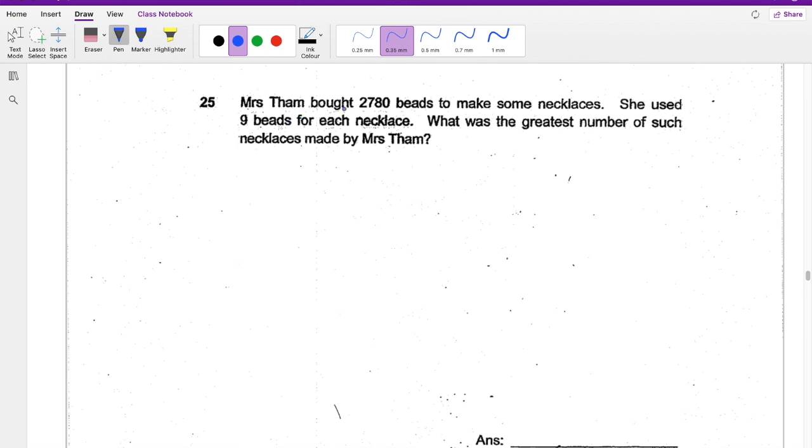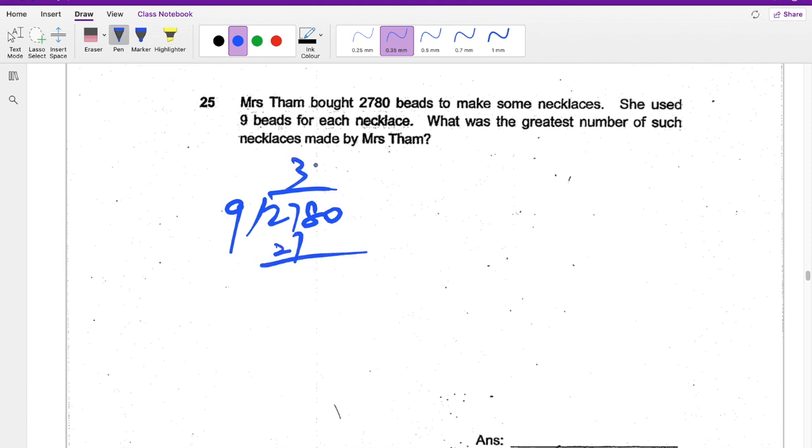25. Mrs. Tan bought 2,780 beads to make some necklaces. She used 9 beads for each necklace. What was the greatest number of such necklaces made by Mrs. Tan? So this one actually is a division question. But we need to keep in mind that for a necklace, it must have 9 beads. If there are less than 9 beads left, it cannot be made into a necklace. So we use 2,780 divided by 9, which is what one necklace needs.